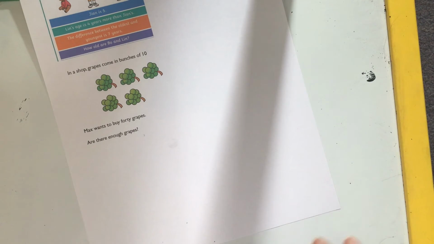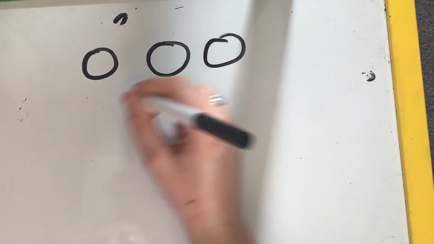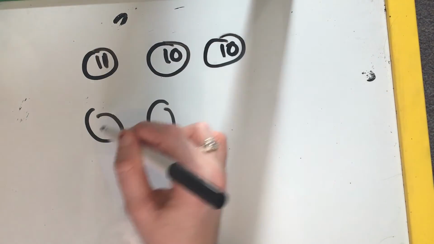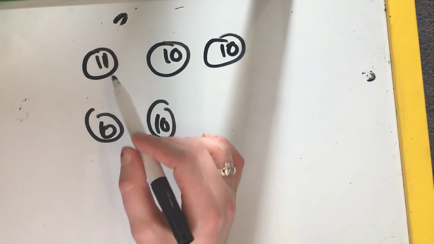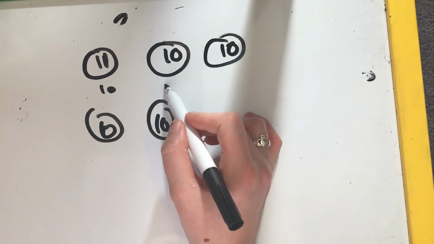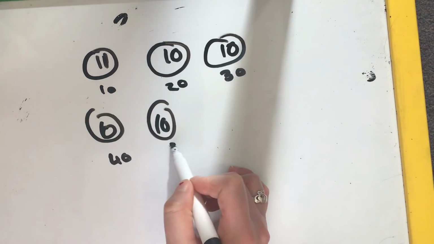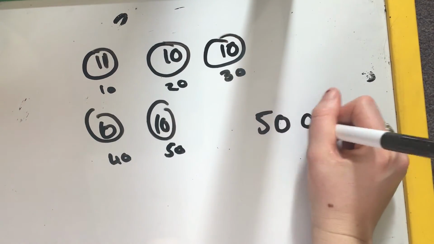Are there enough grapes? So he's got bunches of 10 and there's 5 of them. I'm going to use my knowledge of counting in multiples because I think this is almost like timesing at the moment. So I'm going to use my knowledge of counting in multiples. 10, 20, 30, 40, 50. So I think there are 50 grapes.